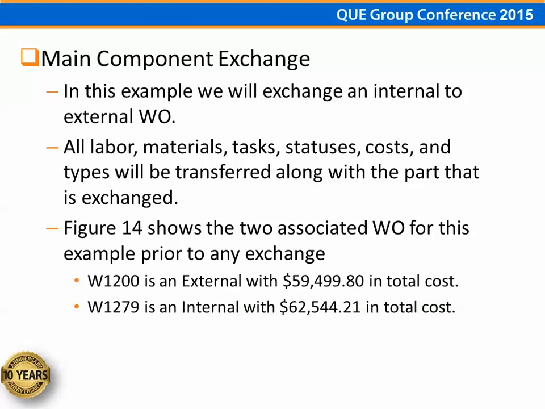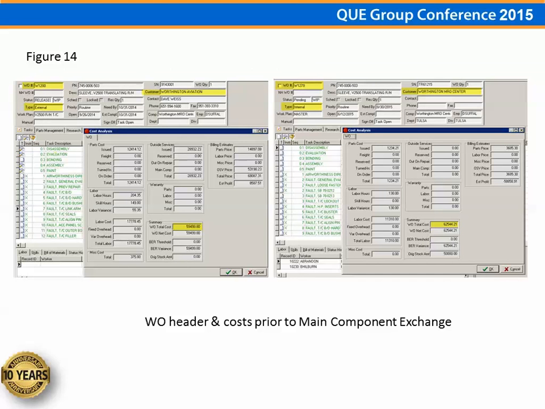In this example, we're going to exchange an internal to an external work order. All labor, materials, tasks, status, costs, types will be transferred with this. Everything just moves directly over. In the next figure, you'll see 2 different work orders. You can see one's an external with a $59,000 cost, one's an internal with a $62,000 cost. So that just kind of gives you a quick glance at it.